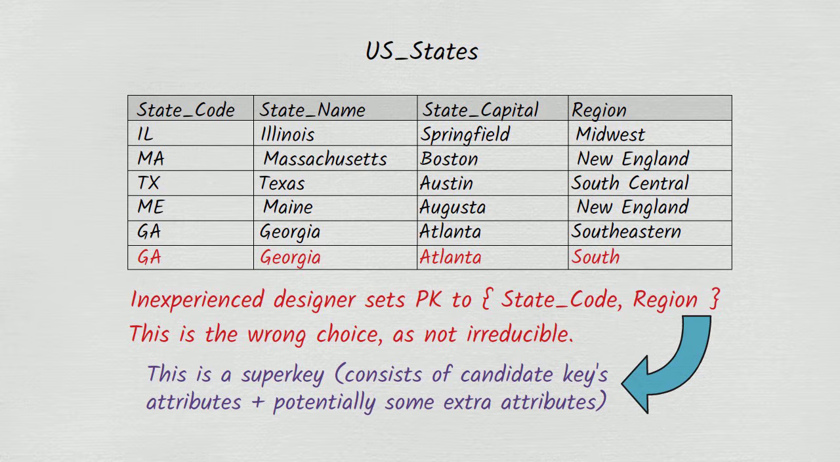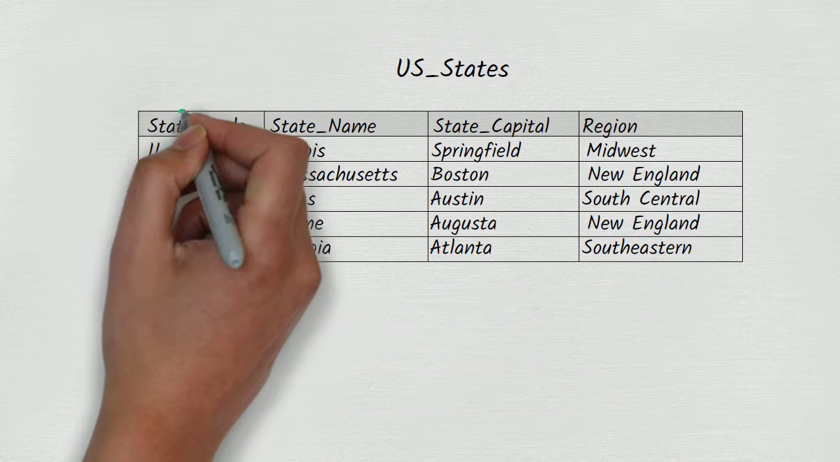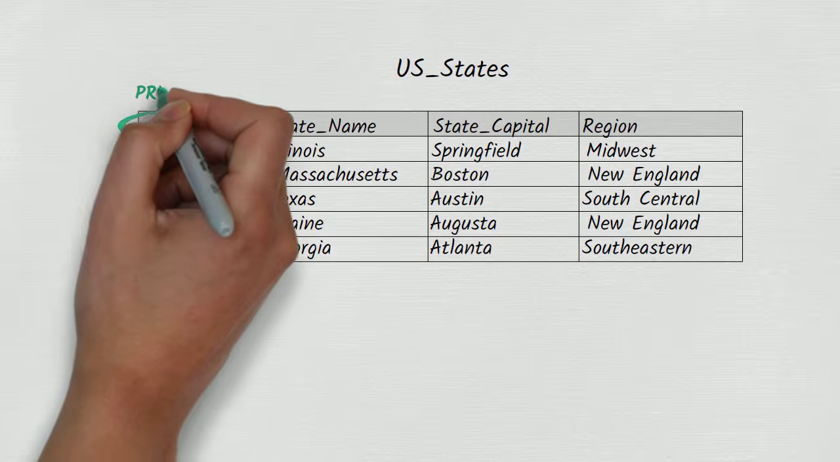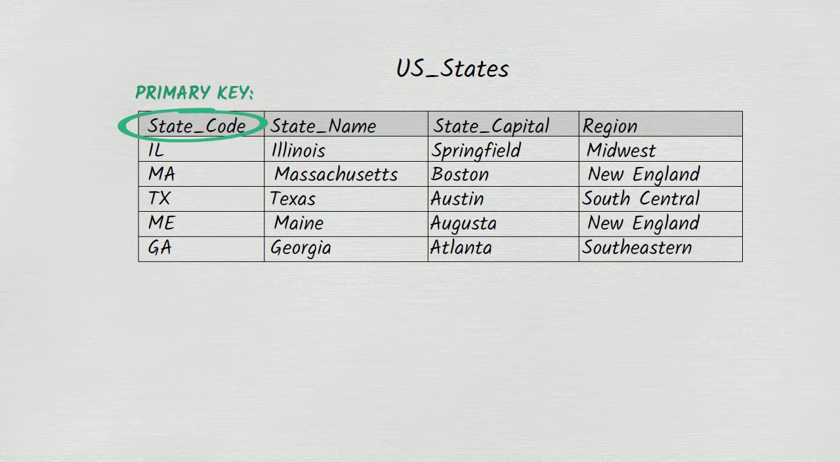There's only one more thing to say about our US states example, and it relates to the fact that the US states table has two candidate keys. We've designated one of those candidate keys, state code, as the primary key, so the database platform knows it must enforce the uniqueness of state code. But what the database platform won't do, unless we explicitly tell it to, is enforce the uniqueness of the other candidate key, state name.